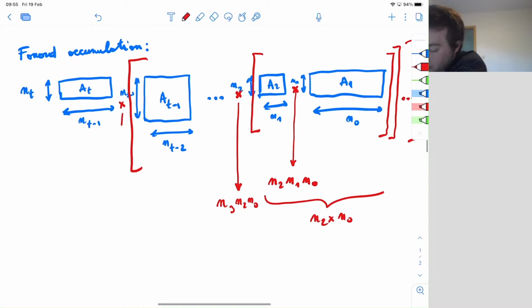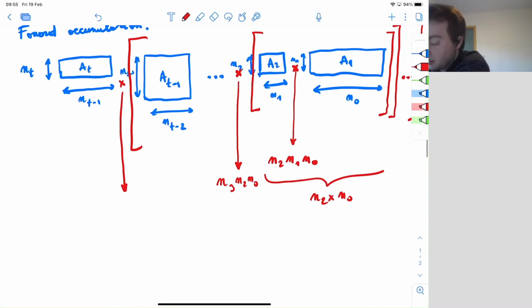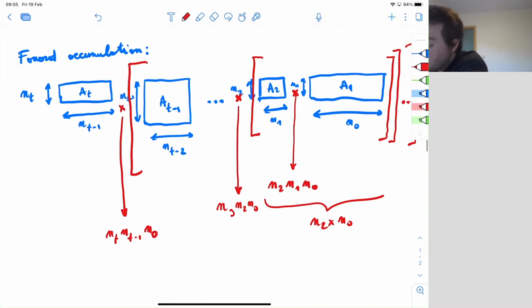Here the computation would be equal to, finally, the final computation, which would have a complexity of nt times nt minus 1 times n0. Because what happens is that the number of columns of these matrices that we compute would always remain equal to n0, because this is the dimension of the matrix at the very right.